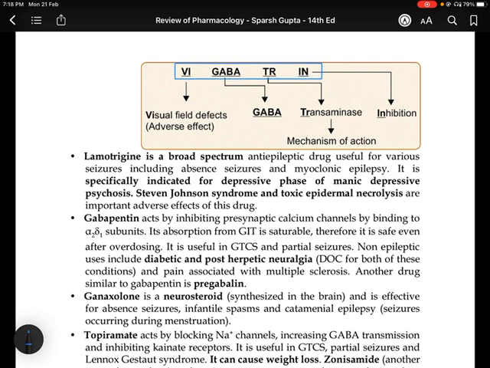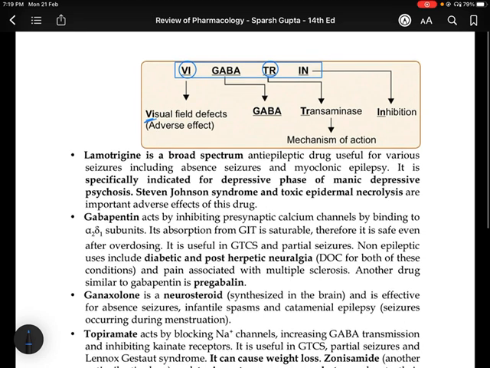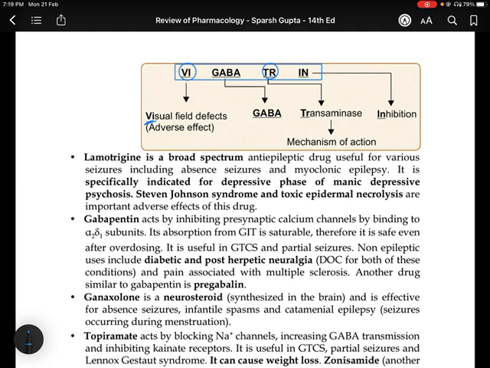It's been cut into pieces. Like in Hindi we say chhed chhed, I don't know what it's called in English. So V is for visual field effect. GABA is GABA only. TR is for transaminase because GABA transaminase is acting on GABA to metabolize it, to break it down. So that's the mechanism of action only. And visual field effect happens, GABA transaminase inhibitor. So that way you can learn.